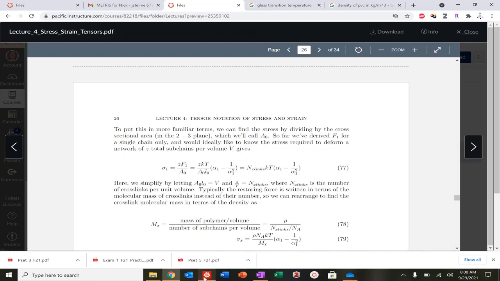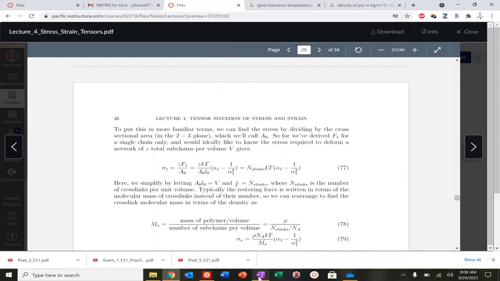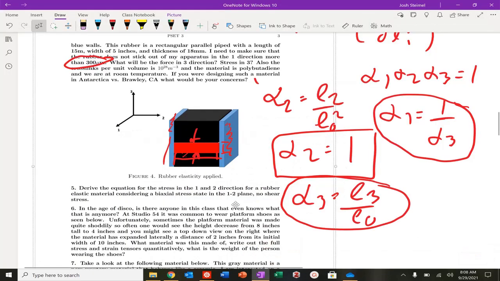If I want to get out the stress, the stress in the 3 direction is going to be equal to the number of subchains times F3, and then I need to divide that by A naught. So what is the area that the force in the 3 direction is acting on? Let's go over here. The force in the 3 direction is acting on my initial length in the 2 direction, and my initial length in the 1 direction.